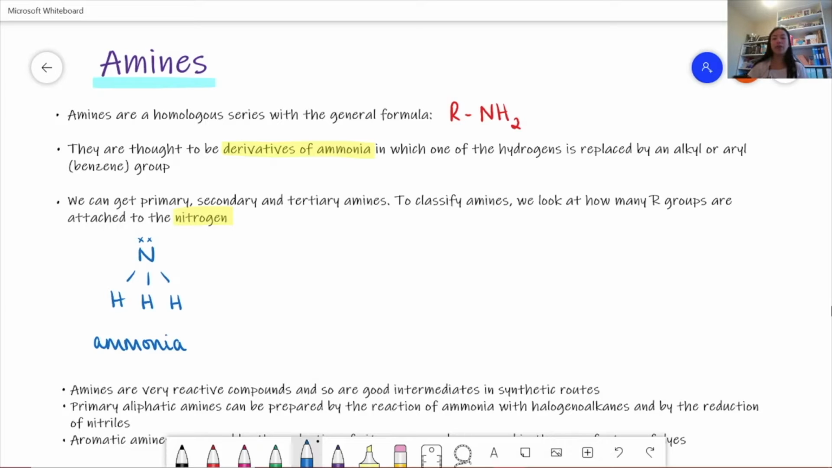And then we have a primary amine. So that's where we have nitrogen and then 1 R group and the other 2 are still hydrogens. And so this is a primary amine. And again, we have the lone pair of electrons. And then we have the secondary. So this is where we have 2 R groups and a hydrogen. So this is a secondary amine. And then we have the tertiary amine where we have 3 R groups attached to this nitrogen.